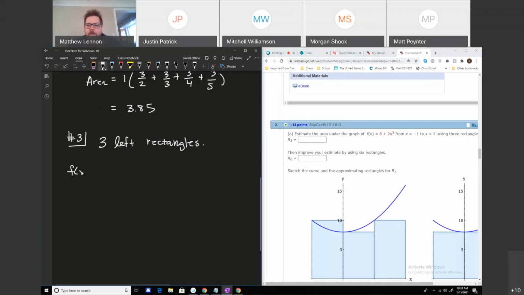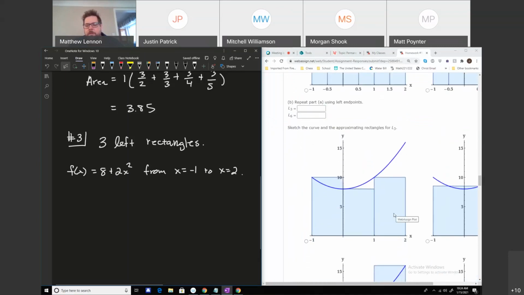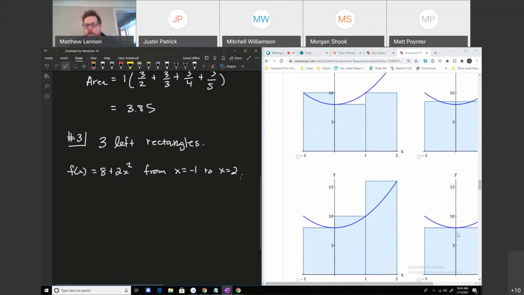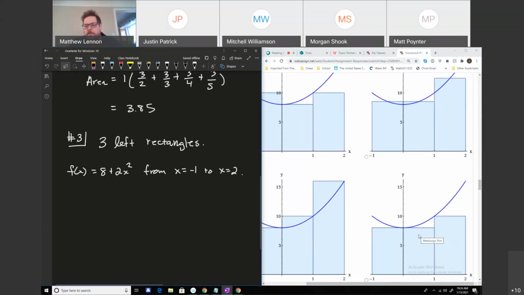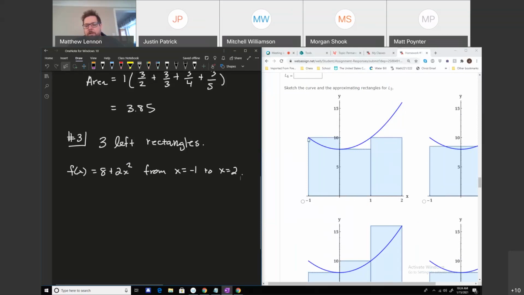Our function is 8 plus 2x squared from x equals -1 to x equals 2. So let's scroll down to that one, select the picture first. So the left endpoints, left corner should be touching. Well, the problem is that it's not touching at -1 there. So it looks like this first choice, top left corner, top left corner, top left corner. So it should be this one.